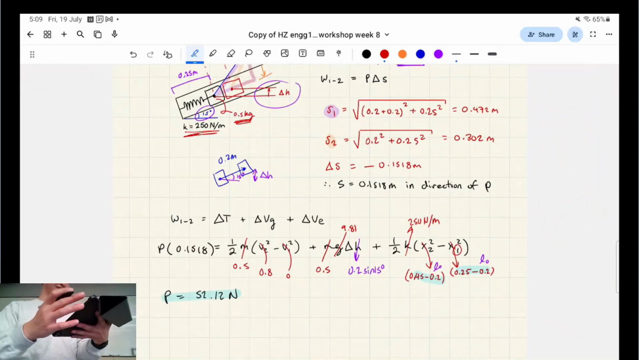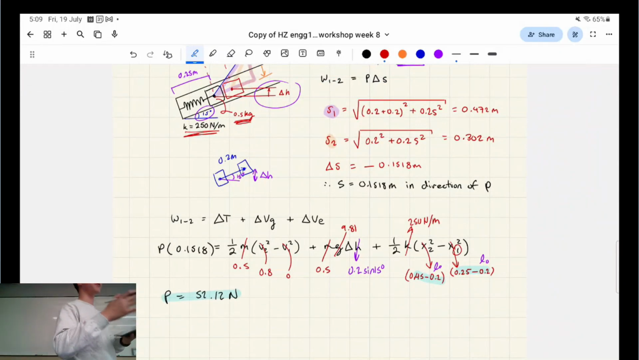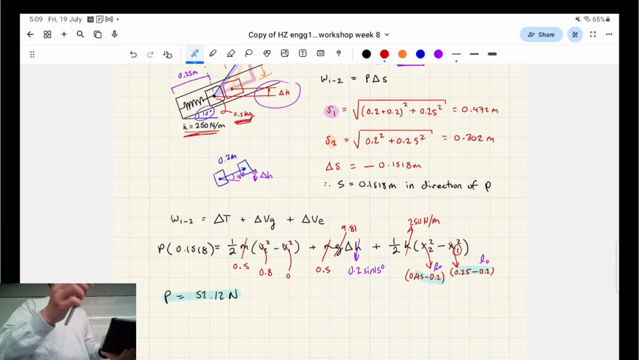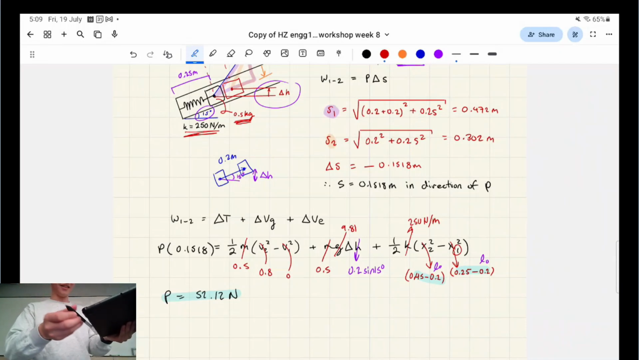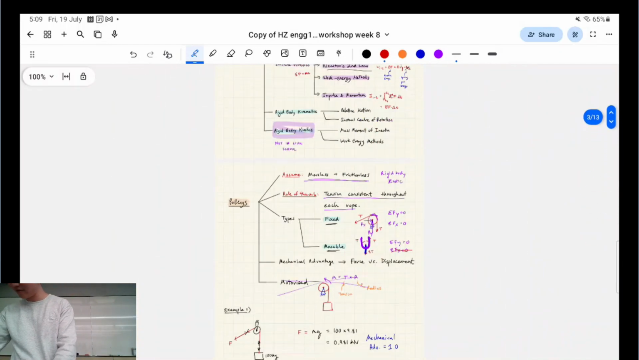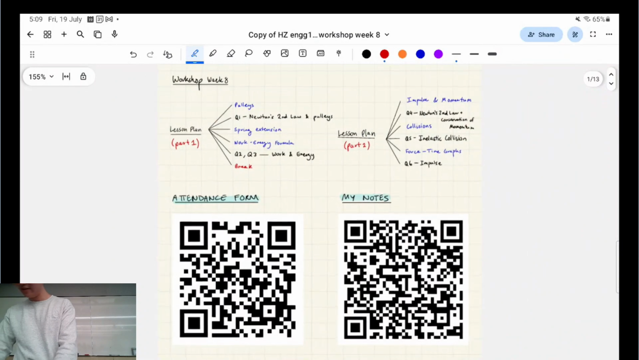All right, sorry guys. I know it's been a long workshop. I'll give you a break, somewhere between 5 to 10 minutes, and we'll come back and then do the other questions. So that's the energy part. I'll scroll up to the QR code and stuff if you need it.